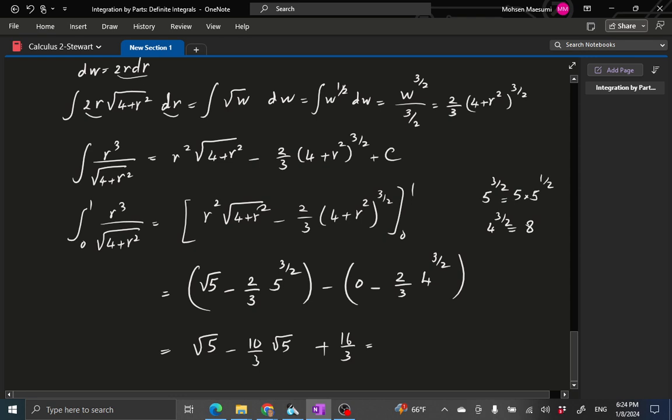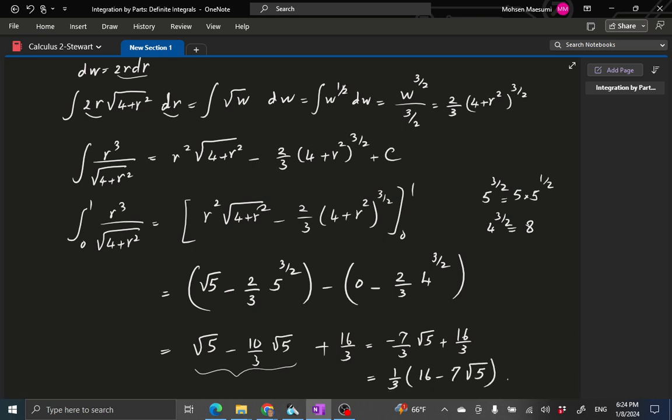So taking a common denominator here, 3 minus 10 becomes minus 7/3 of radical 5 plus 16/3. Cleaning it up, perhaps we factor a third out, and 16 minus 7 radical 5 is what's left. Okay, rather lengthy, but that's what this beast is like. It takes a bit of time and practice.